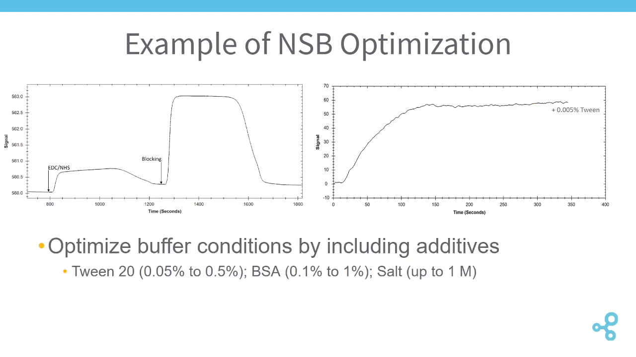We can do this by adding different additives to our running buffer, such as increasing that Tween 20 concentration.